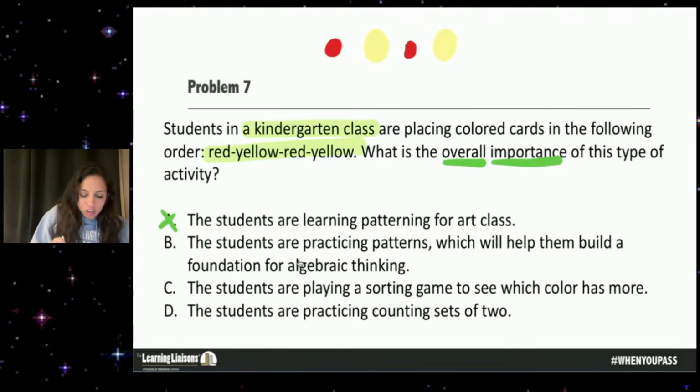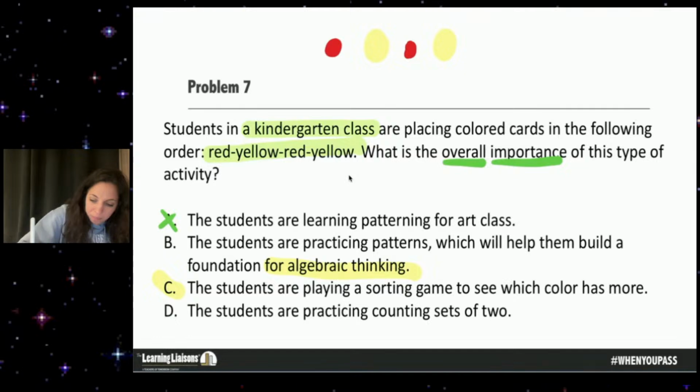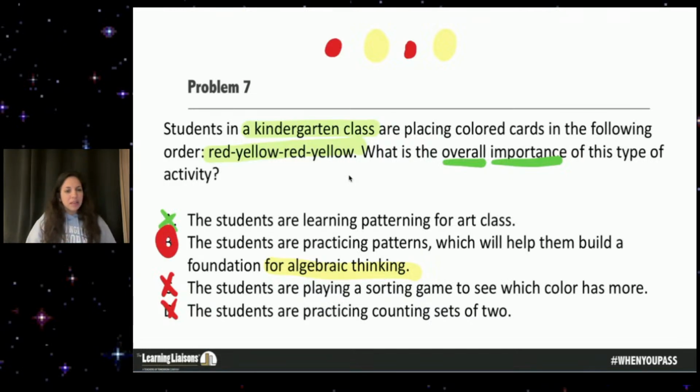If you don't understand what algebraic thinking is, then you're not going to understand what the purpose of this answer choice is, right? C, the students are playing a sorting game to see which color has more. Are they sorting, or are they putting cards in a specific order? This is where it gets sticky. They are not sorting the cards. They are putting them in a specific order. Or D, they are practicing counting sets of 2. They're not doing that either. So if you don't even know what algebraic thinking is, this is still the best answer, because they're literally not doing A, C, or D.